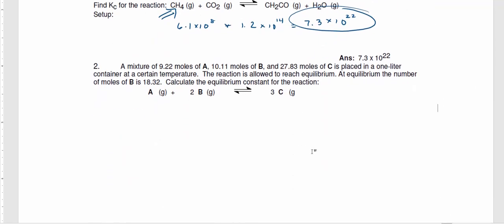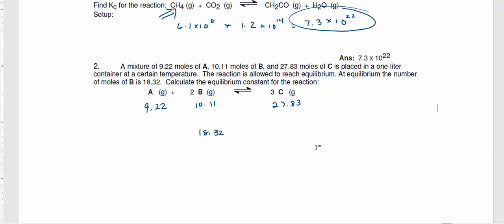Number 2, if we have this mixture, and we have 9.22 moles of A and 10.11 moles of B, 27.83 moles of C, and they're all placed in a 1-liter container, then our moles are our concentrations, our molarity. So the reaction is allowed to reach equilibrium, and at equilibrium, the number of moles of B is 18.32. What's the equilibrium constant for this reaction?